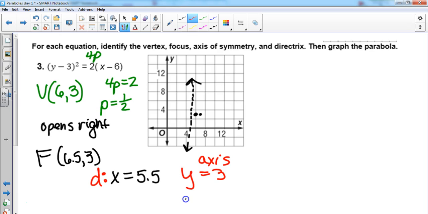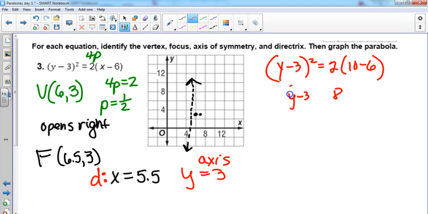Okay, do I have everything I need? Except a point. If it's opening off to the right, what kind of a value do I have to pick to put in for x? Something bigger than the vertex over here somewhere. What do you want to try? 10? Okay, if I put in a 10, it'll say y minus 3 squared equals 2 times 10 minus 6, because I'm putting it in for the x. 10 minus 6 is 4. 4 times 2 is 8.